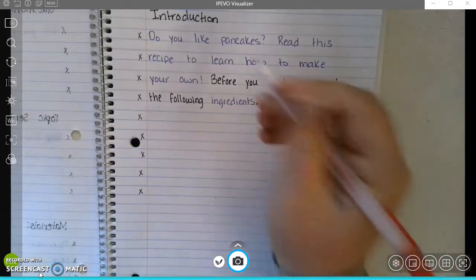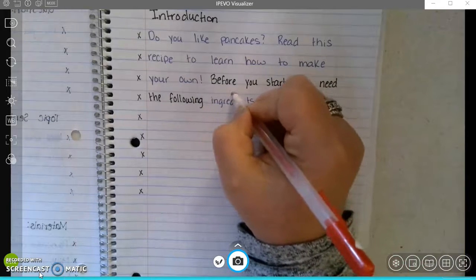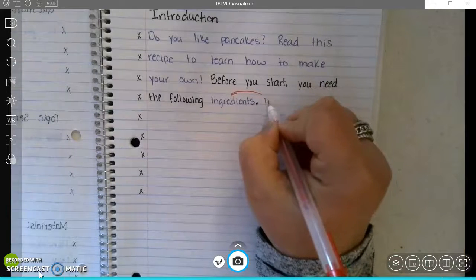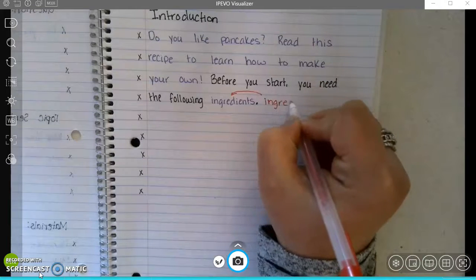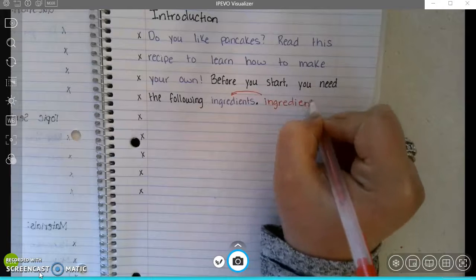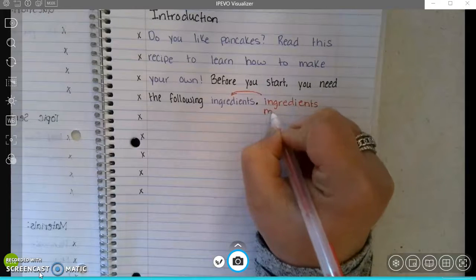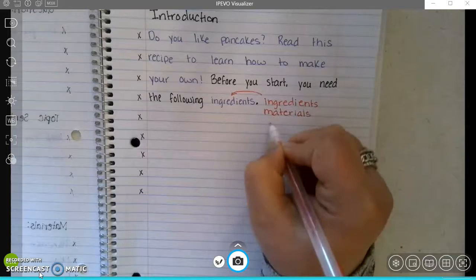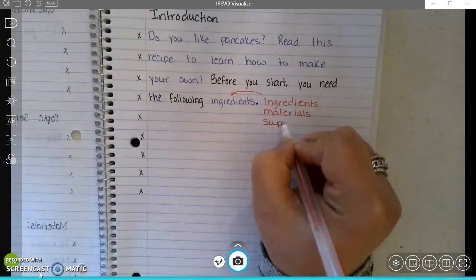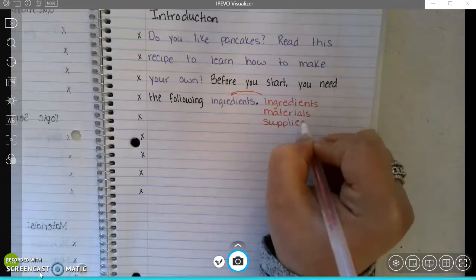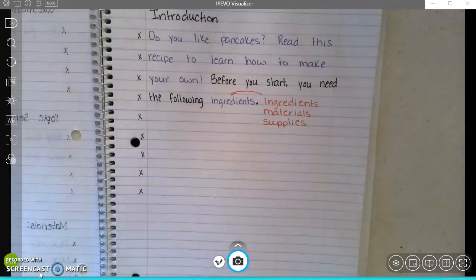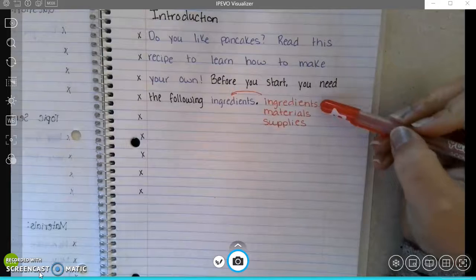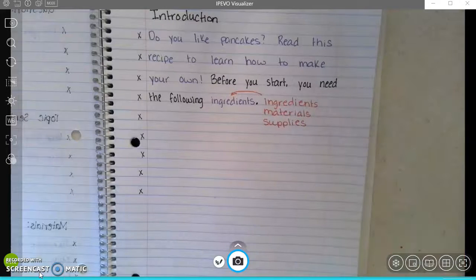So, right here, you're going to either write ingredients or materials or supplies. Which one of these three words fits better with what you're teaching someone to do?